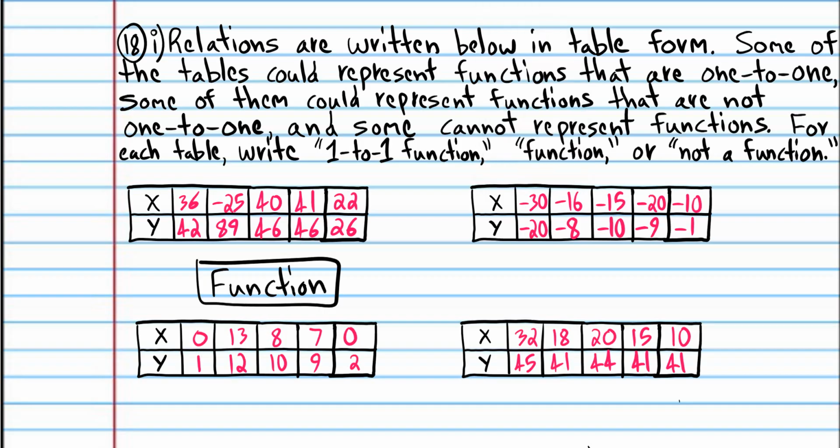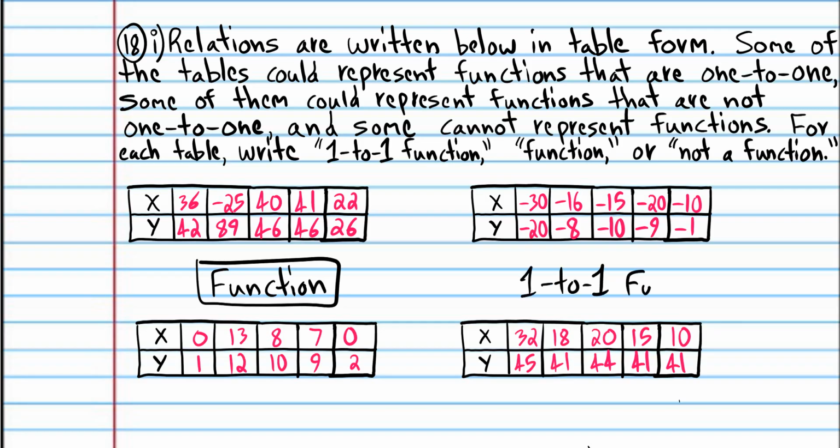Again, we need to first see if this qualifies as a function. Are there any repeated x values? There's no repeated x values. So it is a function, or qualifies as a function. Now we need to see if there are any repeated y values, and there's no repeated y values. So not only is this a function, it's a one-to-one function.